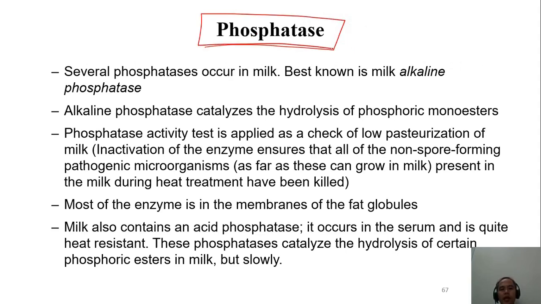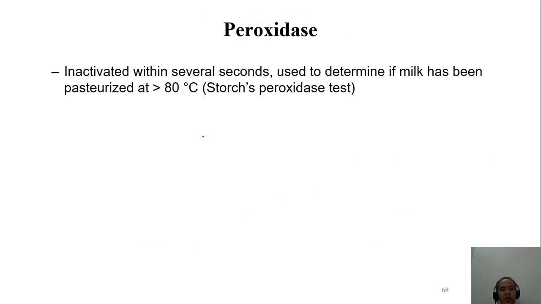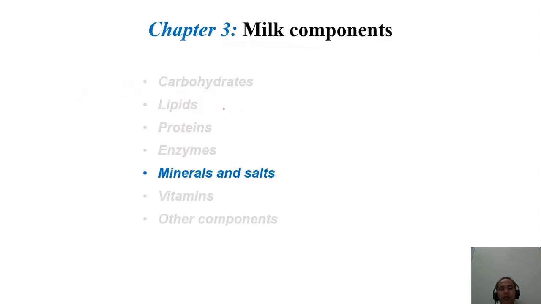Phosphatase is also a well-known enzyme in milk, and this is used as an indicator for pasteurization. We will see it in chapter 6. We'll see it again. And this enzyme associates with the milk fat globule membrane, so it stays in the membrane. Peroxidase is also an enzyme. This is also used as an indicator, but not for normal pasteurization, but for high pasteurization, the pasteurization which is carried out above 80 degrees C. Then we will see this enzyme again in chapter 6. Okay, so we are done with the enzymes part.